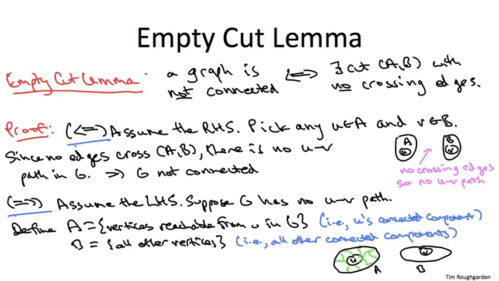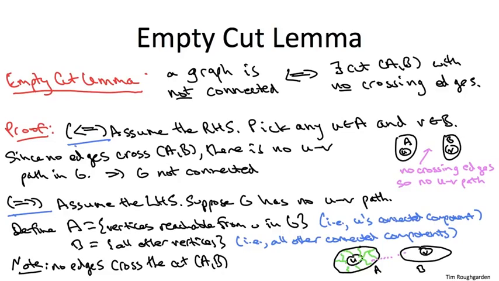Note that by definition, U is in capital A, certainly U is reachable from itself, and by assumption, V and U are not reachable from each other, so V is going to be in capital B. So neither of these sets is empty. This is indeed a bona fide cut of the graph G. All that remains is to notice that there are no crossing edges across this cut.